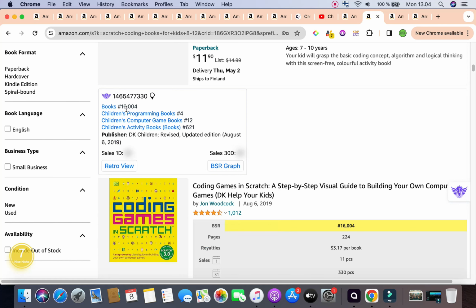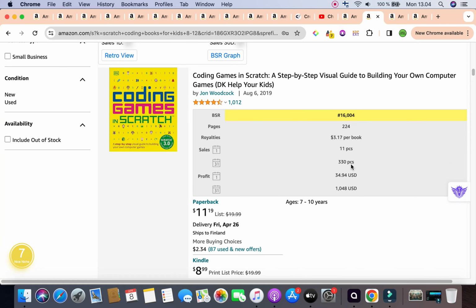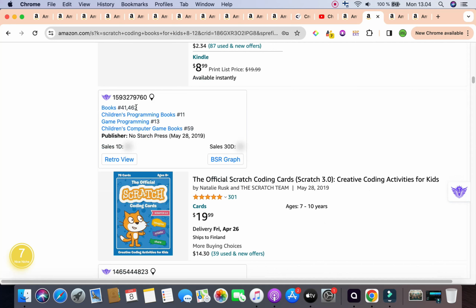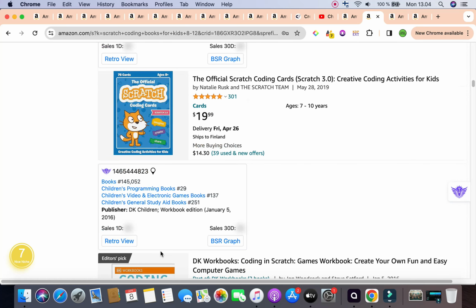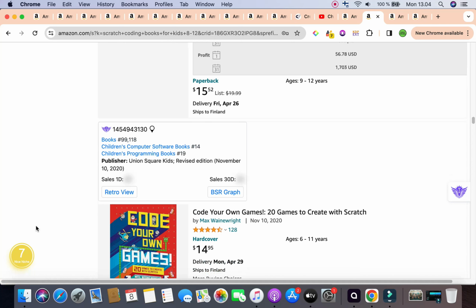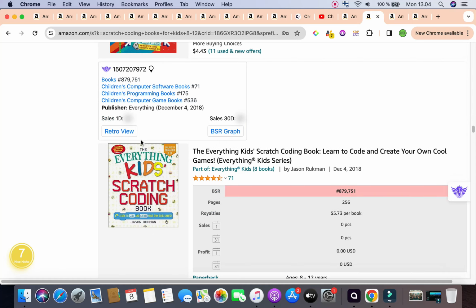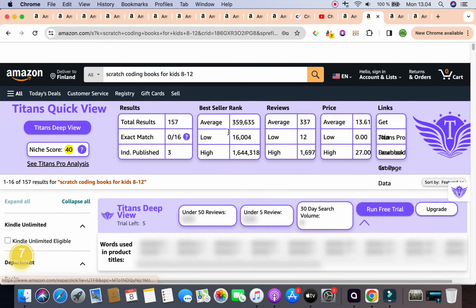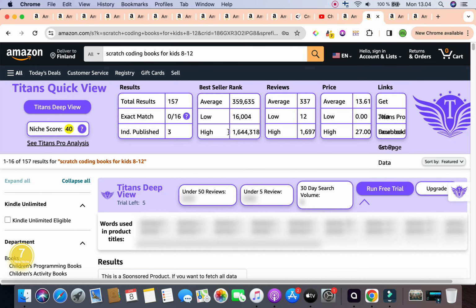This one here with a BSR of 16,000 is currently selling around 330 copies per month, generating around $1,048 on a monthly basis. A second book with a BSR under 100,000 has a BSR of 41,000 approximately. We have other books as well right over here that are slightly above 100,000. This one's below 100,000, ranking at a BSR of 99,000 as well. So this one's 46,000. So there are many books that you can find. We found more than 3 books with a BSR of 100,000 in the results page. On the first page, they're not sponsored.